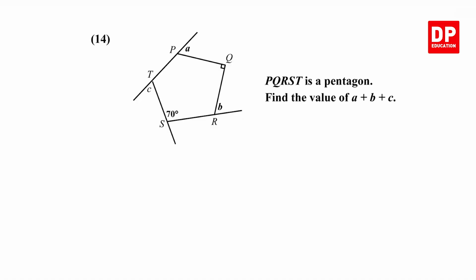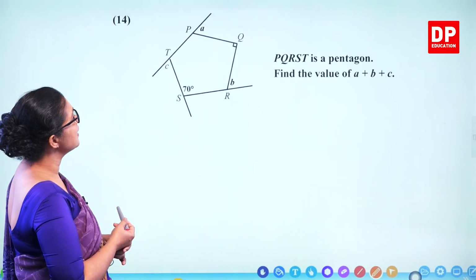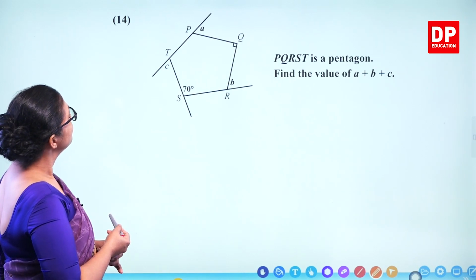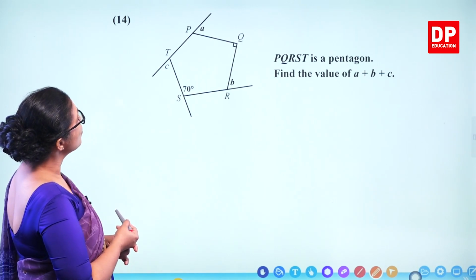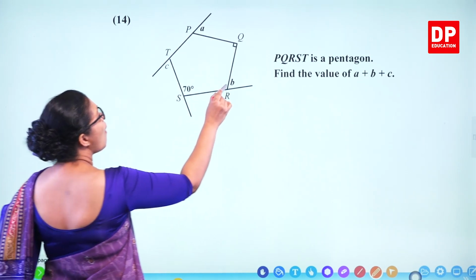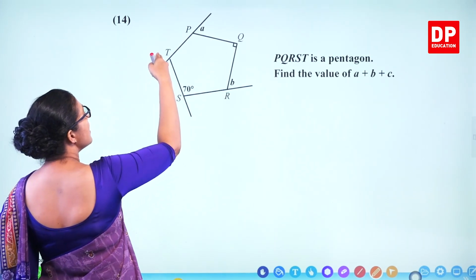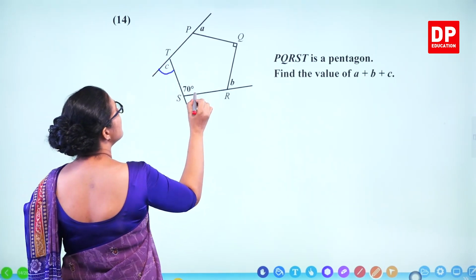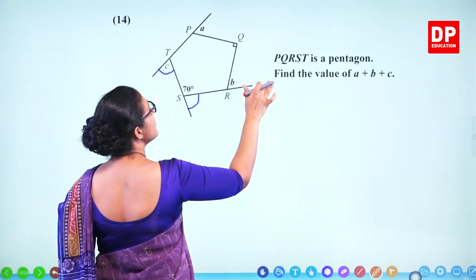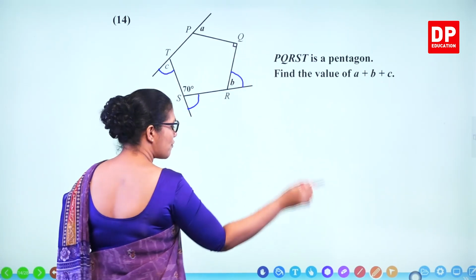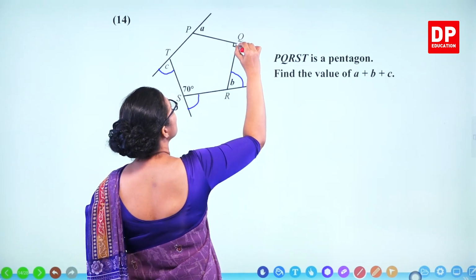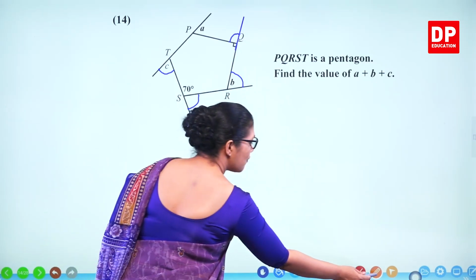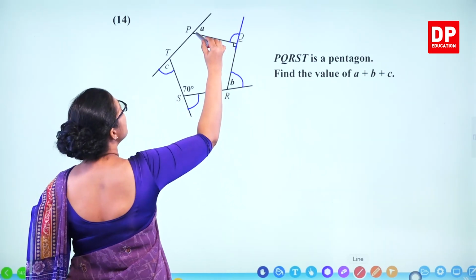Question number 14. PQRST is a pentagon. Find the value of A plus B plus C. So we can find out all the exterior angles. Now see, this is extended this way, so this is the exterior angle. Here, this is this exterior angle when you extend this one. So here you have to extend this way. Then you get this angle, and for the other one you have to extend the line this way.